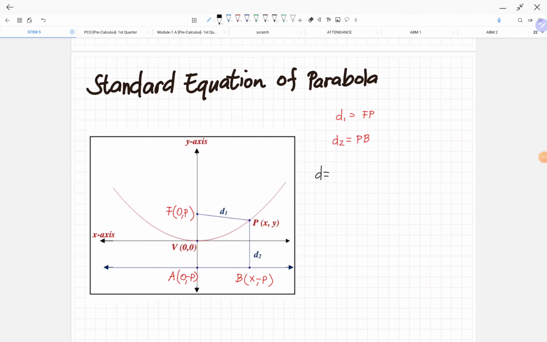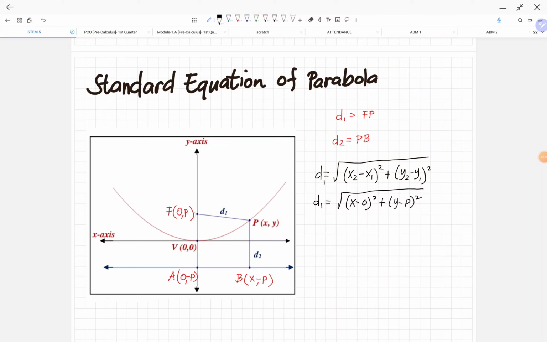Now let us get the distance of point F to point P using the distance formula. We all know the formula for the distance. It is the square root of (x sub 2 minus x sub 1) squared plus (y sub 2 minus y sub 1) squared. So again, we are looking for d sub 1. So for point F, we have coordinates (0, p), and for point P, we have (x, y). So substituting the values, we have the square root of (x minus 0) squared plus (y minus p) squared.